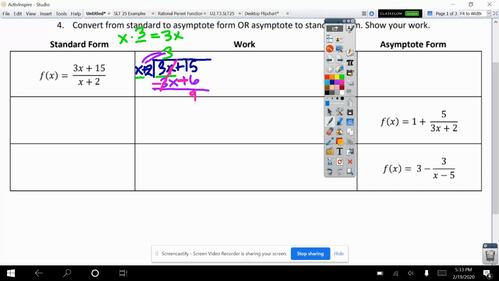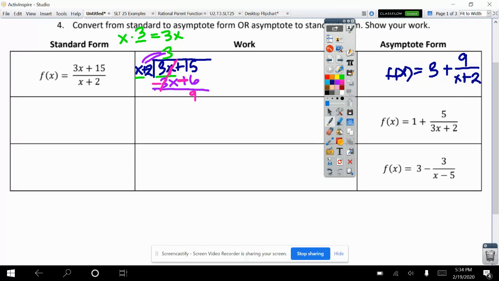So I'm now able to write my asymptote form. So of course, don't forget to use your function notation. So f of x equals, and then the whole number is going to be the number I got on top. So that means when I took 3x plus 15 and divided it by x plus 2, I got 3 wholes, plus I got a remainder of 9, which is still being divided by x plus 2.